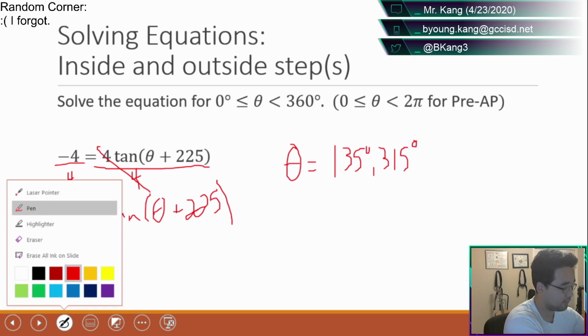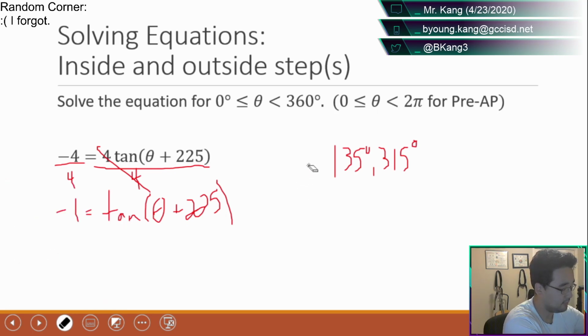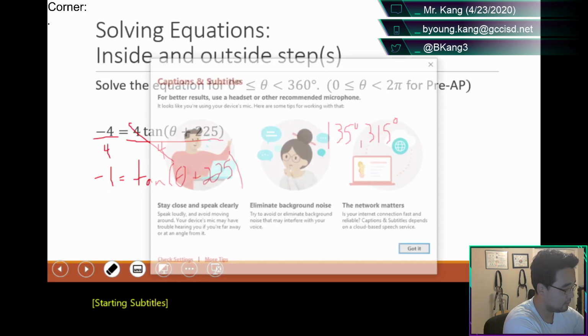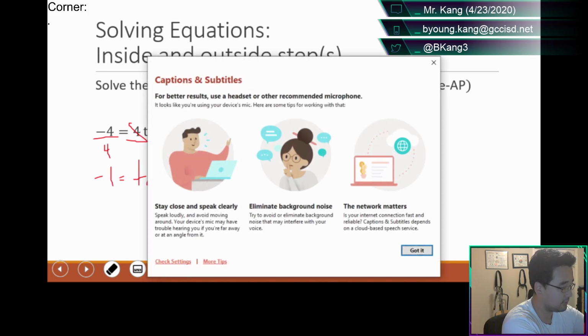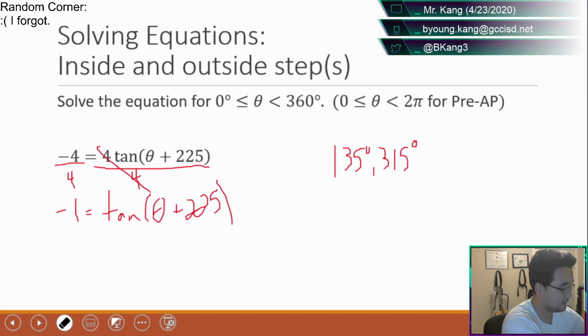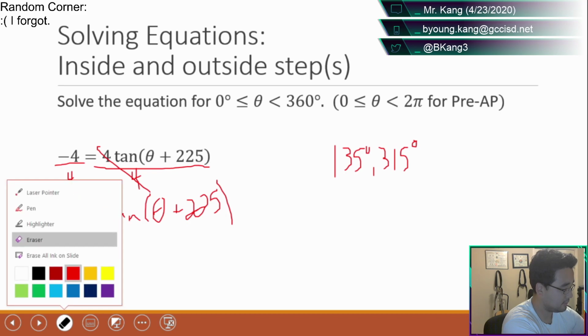Oh, I didn't actually leave room for my plus 225. Whoa. Wait, subtitles. No, I don't want subtitles.